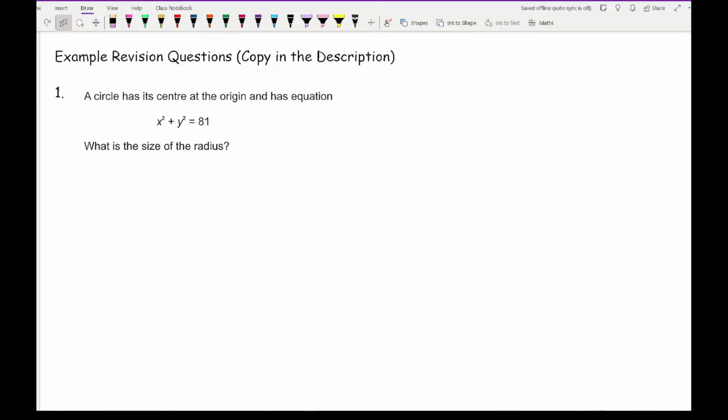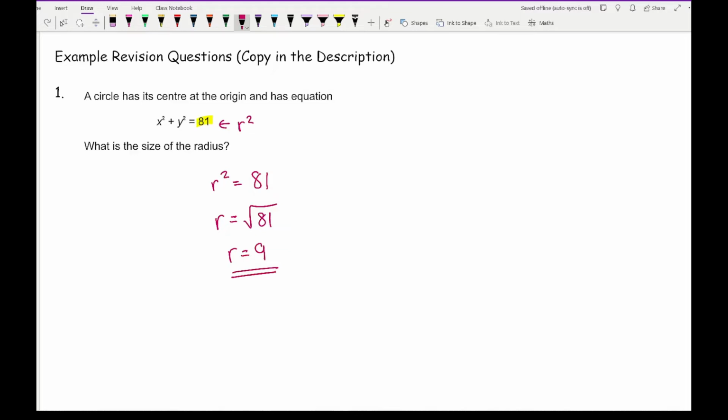Looking at question 1, which is related to the equation of a circle, it says that a circle has its center at the origin and has the equation x squared plus y squared equals 81. What is the size of the radius? For this, recognizing that this is r squared, if r squared is 81, then r is going to equal the square root of 81, so r equals 9. We don't need to put any units on that because we don't know what the units of the drawn circle are going to be. So don't write centimeters, don't write length units or anything like that. It's going to be absolutely fine.